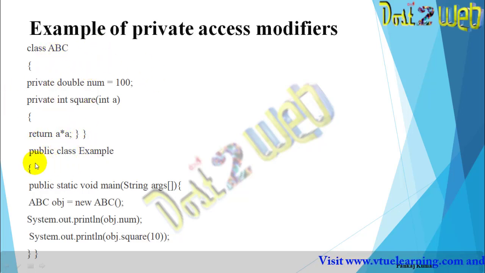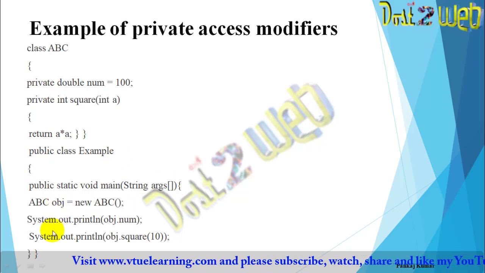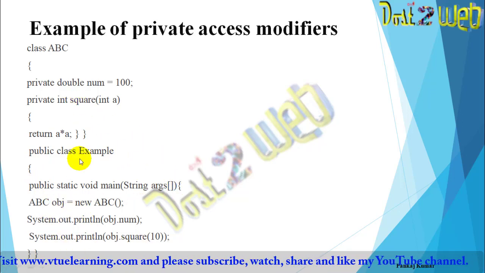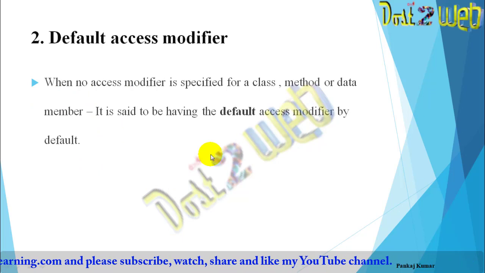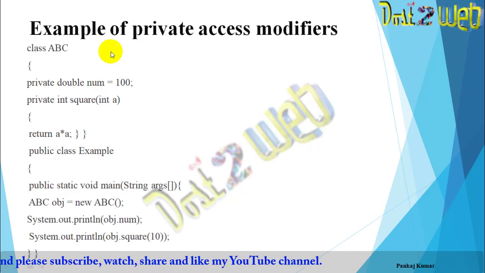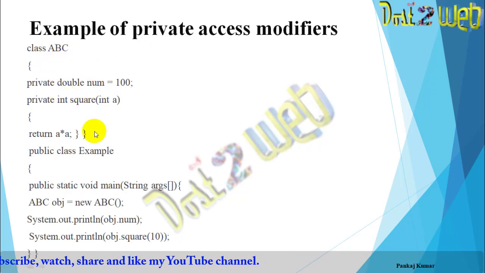Now you are creating another example: public class Example. In the main method you are just calling the method, right? I hope there will be no doubt in this. Any doubt you have in this? Probably it's very simple.